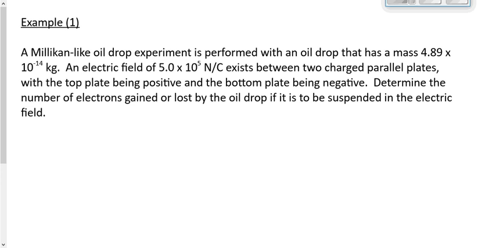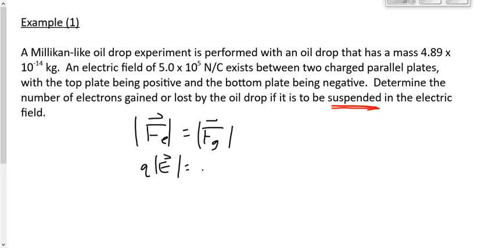Let's do an example. It's example number 1 in the booklet that you have. It says a Millikan-like oil drop experiment is performed with an oil drop that has this mass. Here's the electric field. Top plate's positive, bottom plate's negative. What's the number of electrons gained or lost by the oil drop if it's to be suspended? What's the key word here, or one of the keywords at least, Rachel? Good. Suspended. If it's suspended, we know that Fe will be equal to Fg, or at least the magnitudes will be equal to each other. QE is equal to m times g.